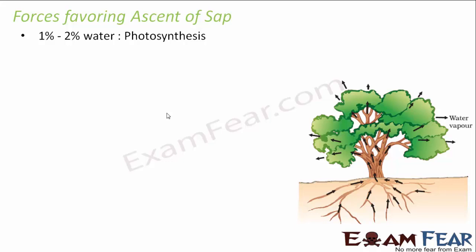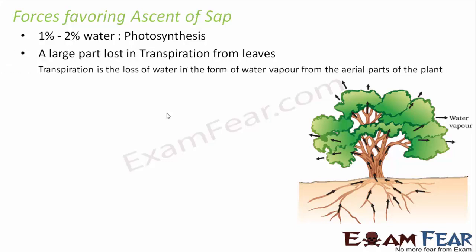It is seen that about 1 to 2% of that water is utilized in the process of photosynthesis. We know that in photosynthesis, water is one of the needs of the plant, because carbon dioxide combines with water to form glucose in the presence of sunlight. But only 1 to 2% of this water is utilized in photosynthesis. What happens to the remaining water? A large part is lost in transpiration from leaves.